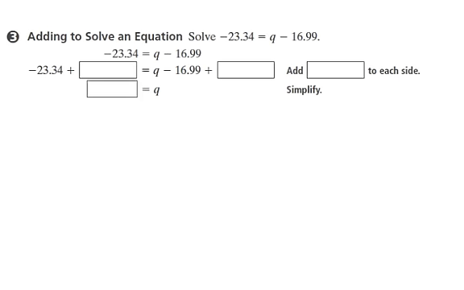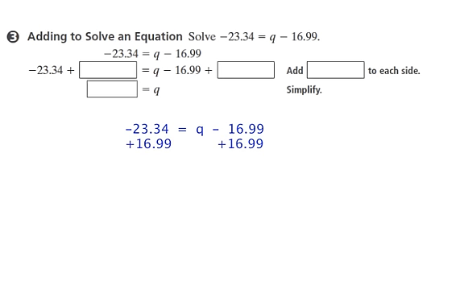For example 3, we're going to be adding to solve an equation. Solve negative 23.34 equals q minus 16.99. Start by writing the equation in an area where you have room to work. So negative 23.34 equals q minus 16.99. We're trying to get q by itself. So we're going to add 16.99 to both sides of the equation.